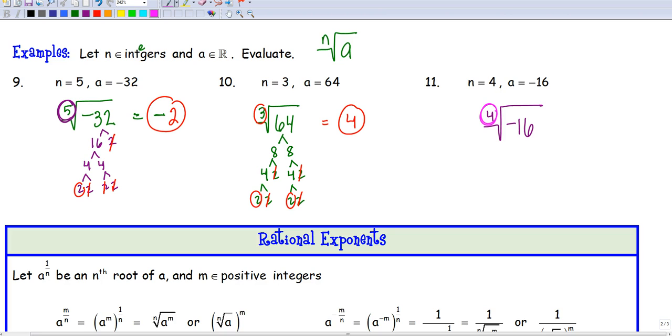That's when we start having imaginary numbers. But imaginary numbers are only for square roots. We are dealing with a 4th root right now. So we just say that this is undefined, or undefined over the set of real numbers. You cannot take the 4th root of a negative. If you type it into your calculator, you will get an error. Go ahead and try it if you'd like.